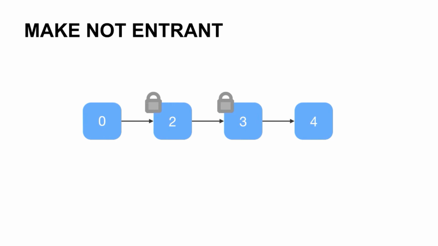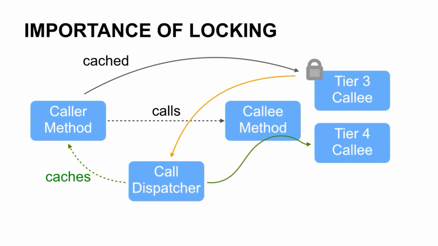This making of methods not entrant is important to the way tiered compilation works. What it's actually doing is locking access to the old version when a new better version becomes available. Whenever there's caching, we need some way to perform cache invalidation, and this locking mechanism is how we do it. So the caller method may have a cached call from before that pointed to the tier 3 version of the callee method, but the tier 3 version is locked. So that actually causes the tier 3 to redirect back to the call dispatcher, which will then find the new tier 4 version, and that can then be cached. So from now on, the caller method will go to the tier 4 version rather than the tier 3 version. This is how the promotion mechanism between tiers works.